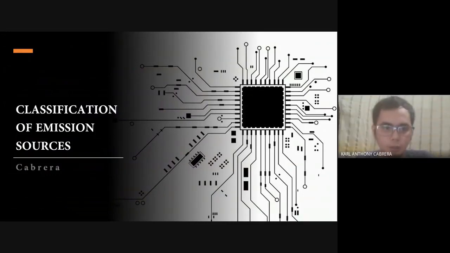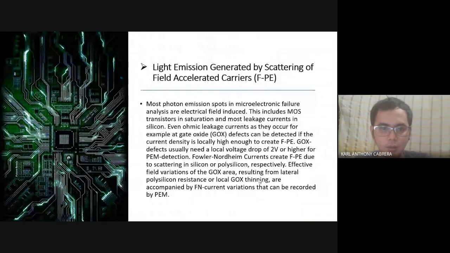Good day. I am here to discuss the classification of emission sources. First one is light emission generated by scattering of field accelerated carriers, or FEE.